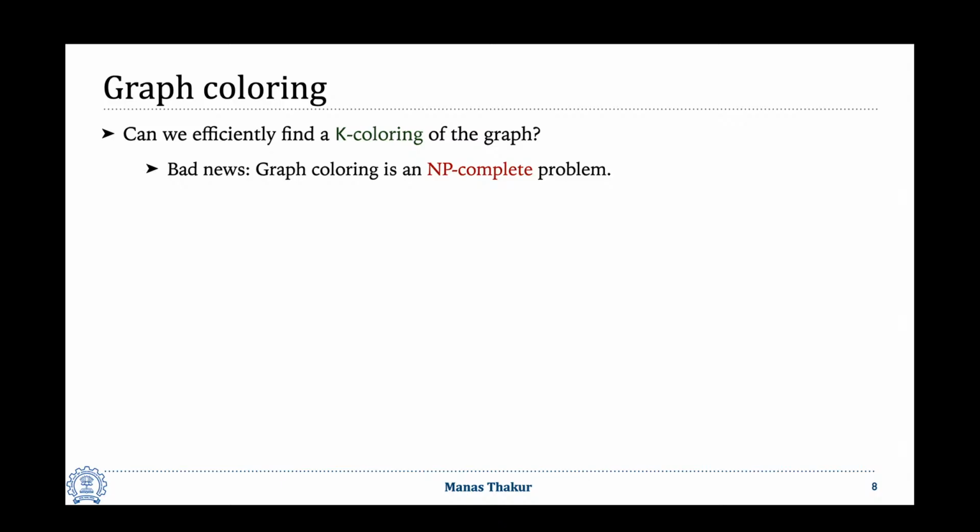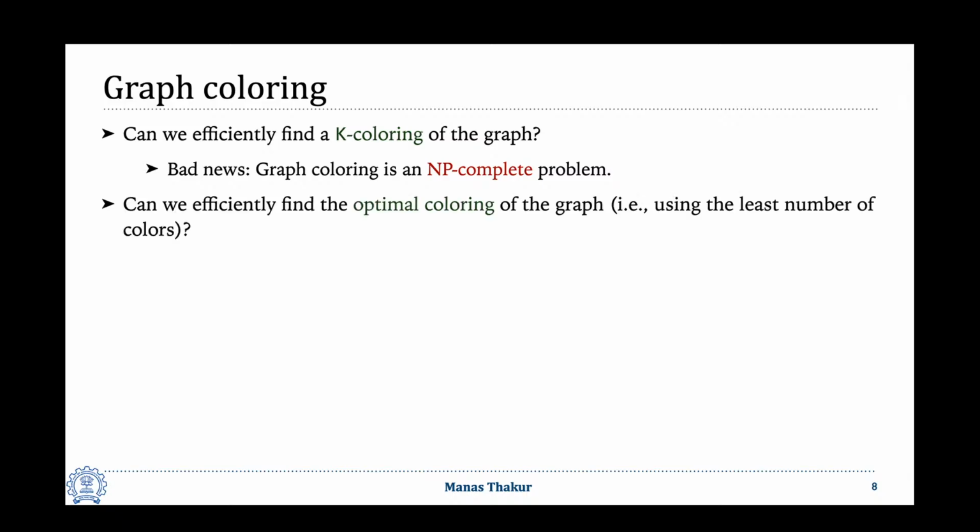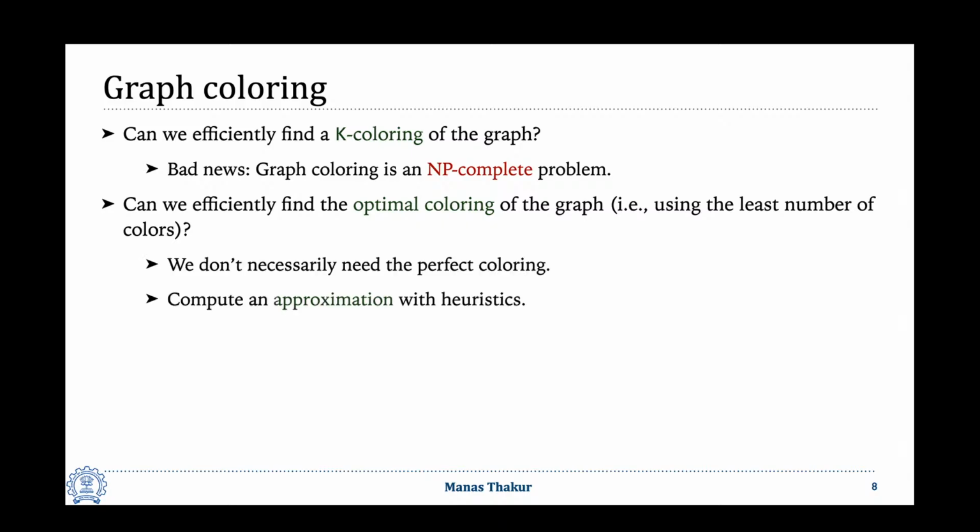So graph coloring is an NP-complete problem again. So if you use graph coloring based register allocation, there is no guarantee that if you have k registers, every program can be register allocated using k registers. There is no such guarantee. You can't come up with such an algorithm that does that. And can we efficiently find the optimal coloring of the graph that is using the least number of colors? But we probably don't need the perfect coloring is something you should consider here.